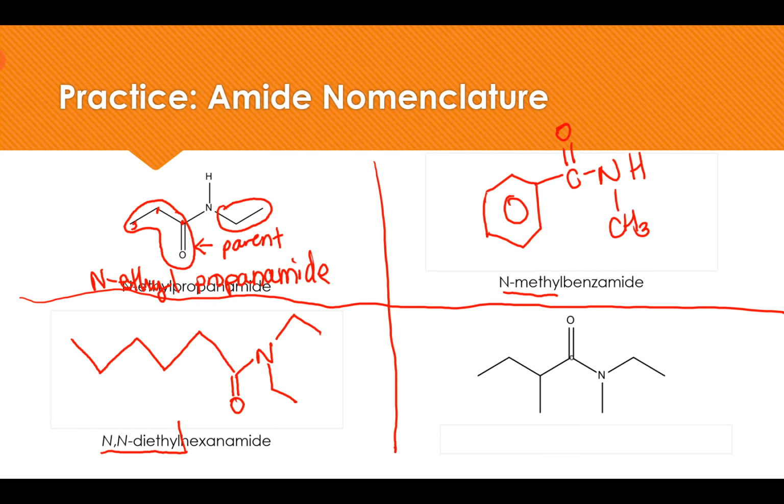Now for our last one. This has a lot of branches going on, doesn't it? So what's our parent chain? Our parent chain has to be this thing over here. So that has 1, 2, 3, 4 carbons in it. And so that's going to be butanamide.